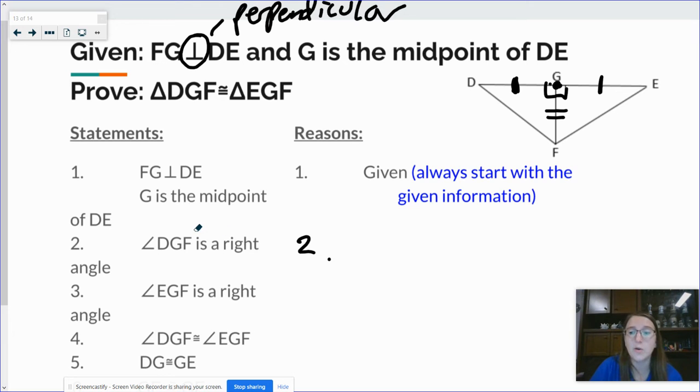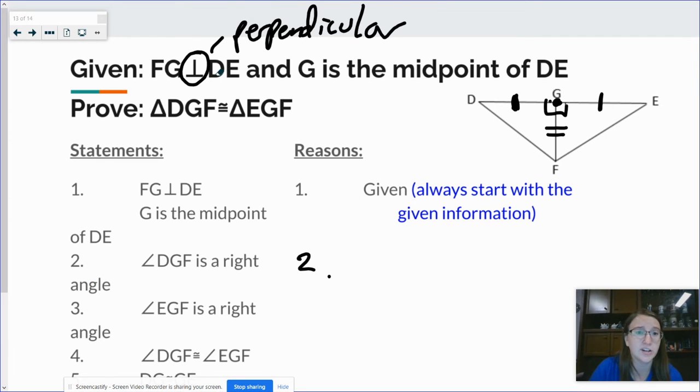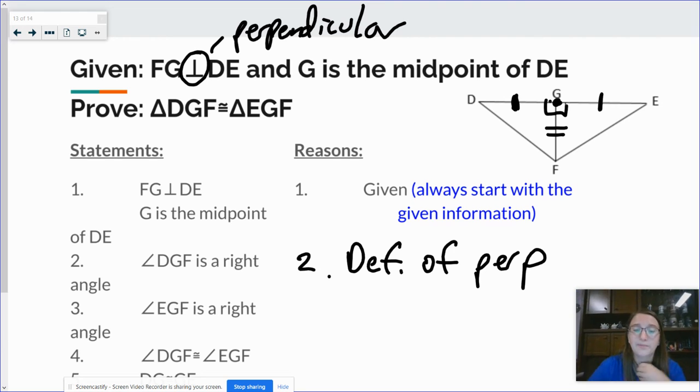It says, and again, you have to always think, why am I allowed to say this? It says angle DGF is a right angle. Think what information we have that allows us to say that. Let's look at our given. Well, we've got FG perpendicular to DE, and that G is the midpoint. One of those pieces of information tells us that we have right angles. Which word tells us that we have right angles? Perpendicular. So this is a vocabulary word. The reason is the definition of that vocab word. Definition of perpendicular, and I'm going to abbreviate it: def of perp.